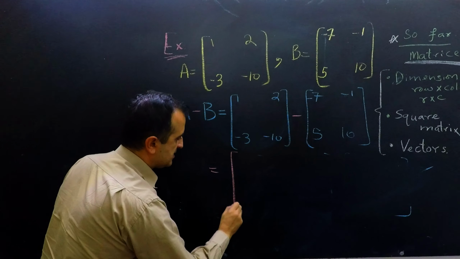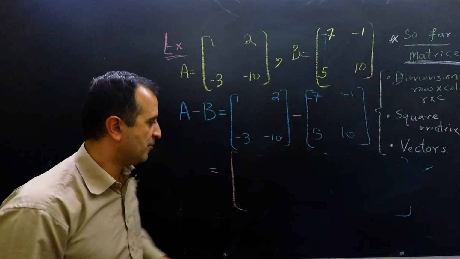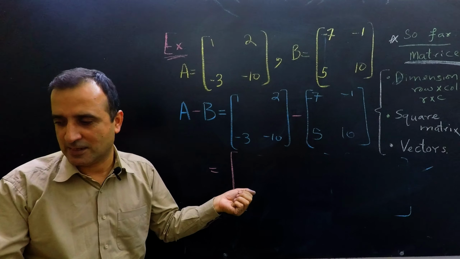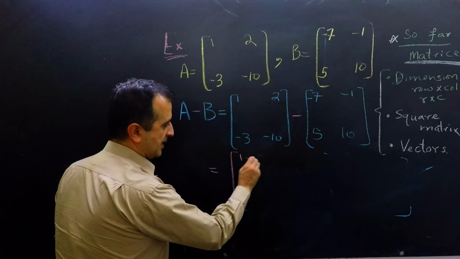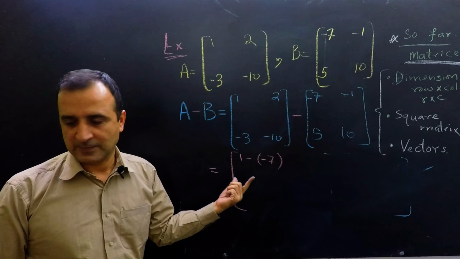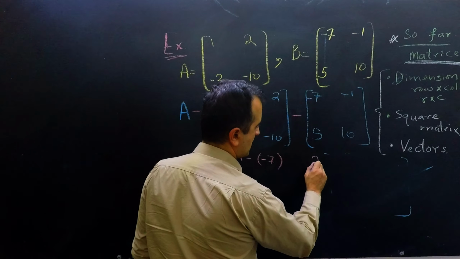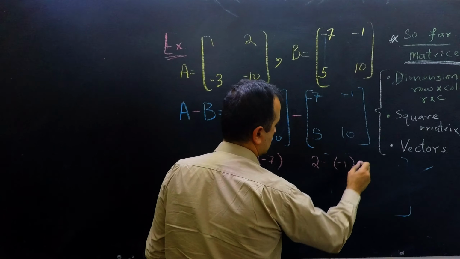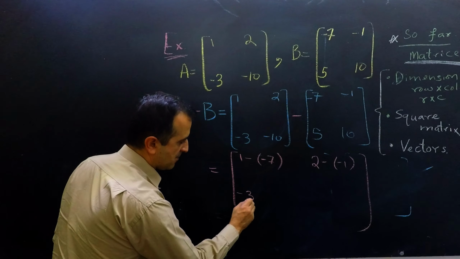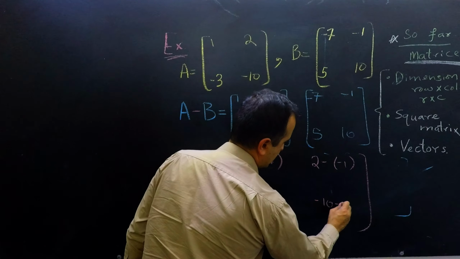So now let's write these entries. We have 1 plus 7, minus 7. So we will do the plus. You're right, it's 1 plus 7. But don't skip steps so that everybody can understand. So we will have 1 minus 7, which will be 1 plus 7 because minus is plus. And then we have here 2 minus 1. So this is like 2 minus 1. You are correct. And here we will have minus 3 minus 5. And here we will have minus 10 minus 10.